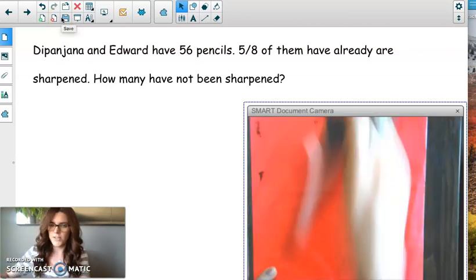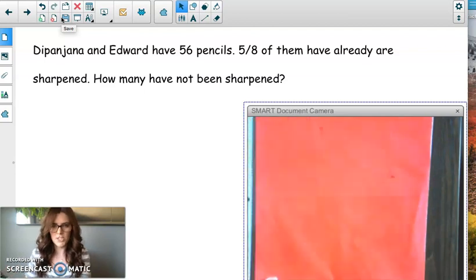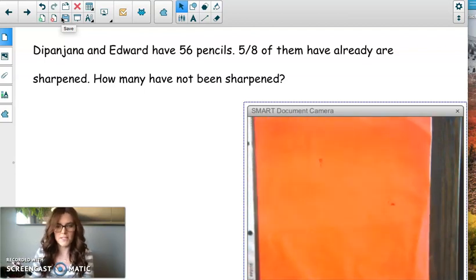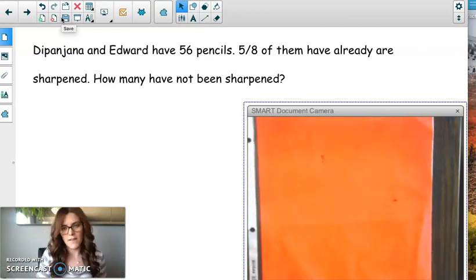So next one here says, Dipanjana and Edward have 56 pencils. 5/8 of them are already sharpened. How many have not been sharpened? So I would like you guys to pause the video here and see if you can solve this on your own first, and then push play again and see if you got the correct answer.